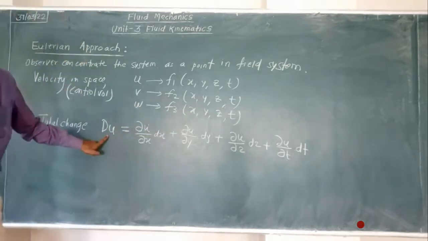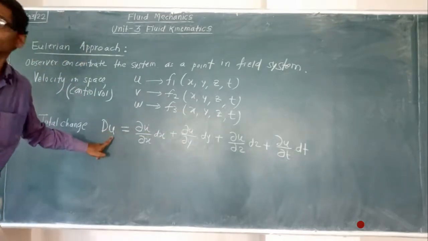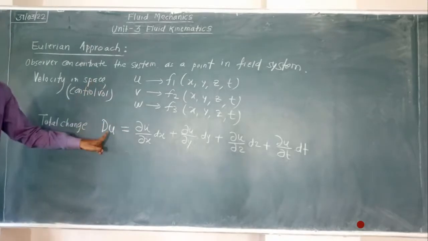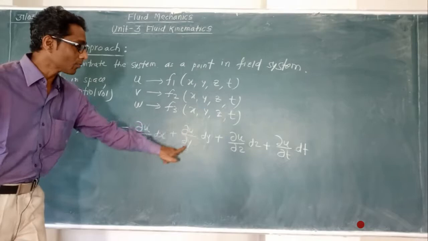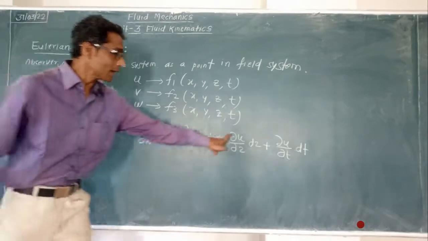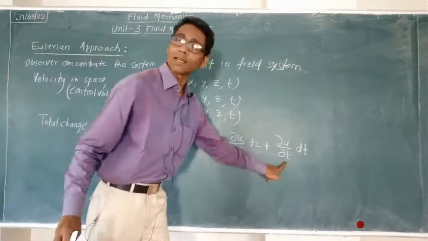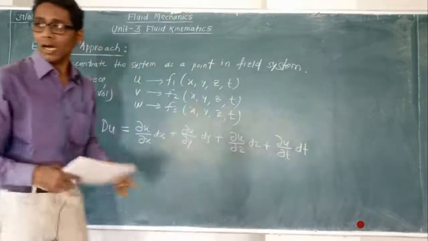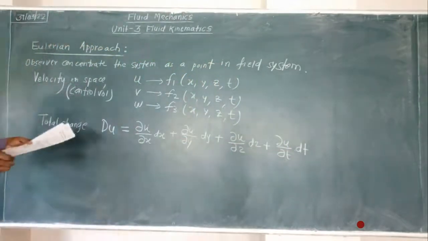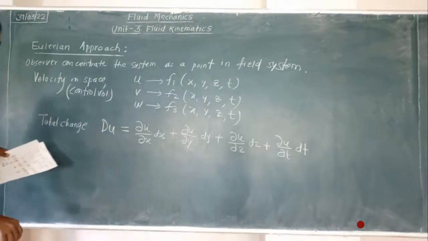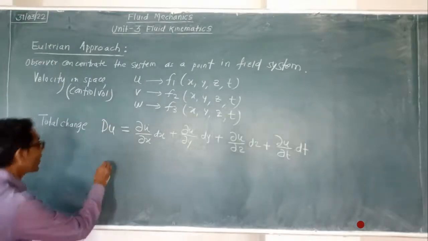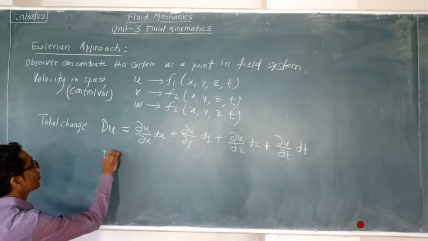We are now writing the equation as far as only U is concerned. That is why here everywhere you will find delta U or del U by del Y, del U by del T, like this. Understood? Okay. So now this is what? Change in velocity. Now we will divide this by time, both sides.